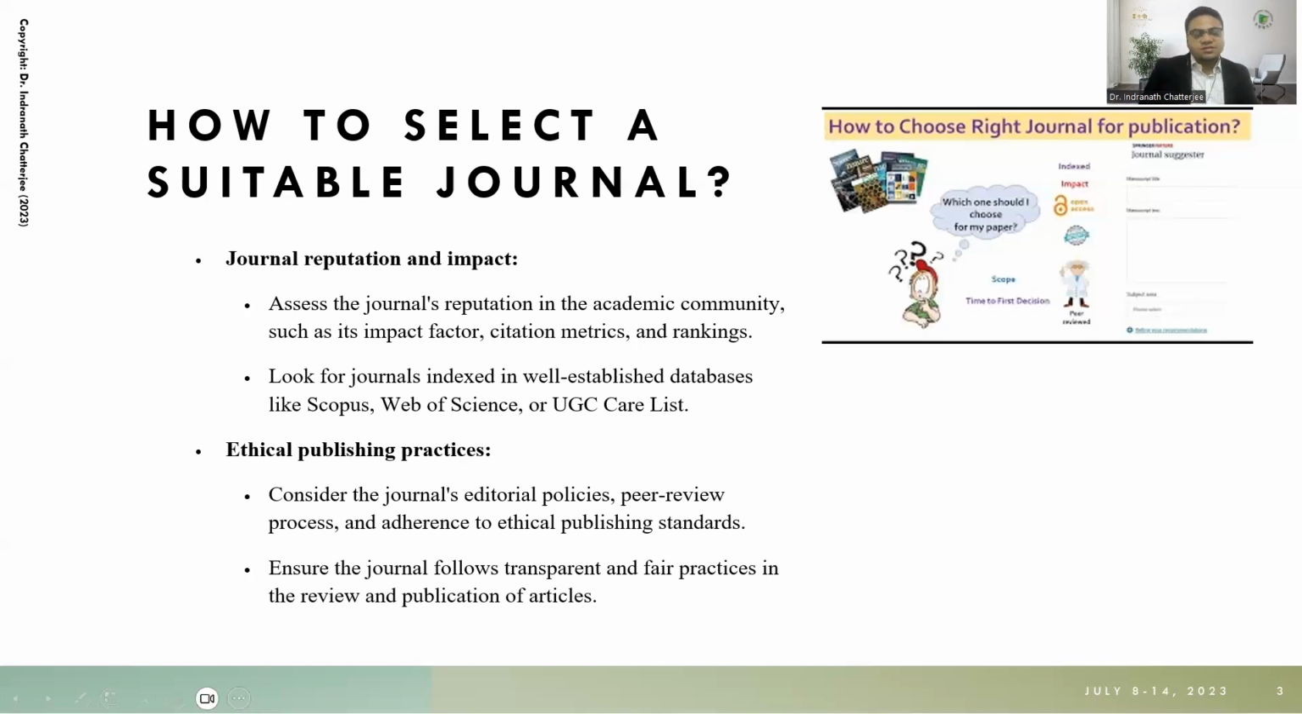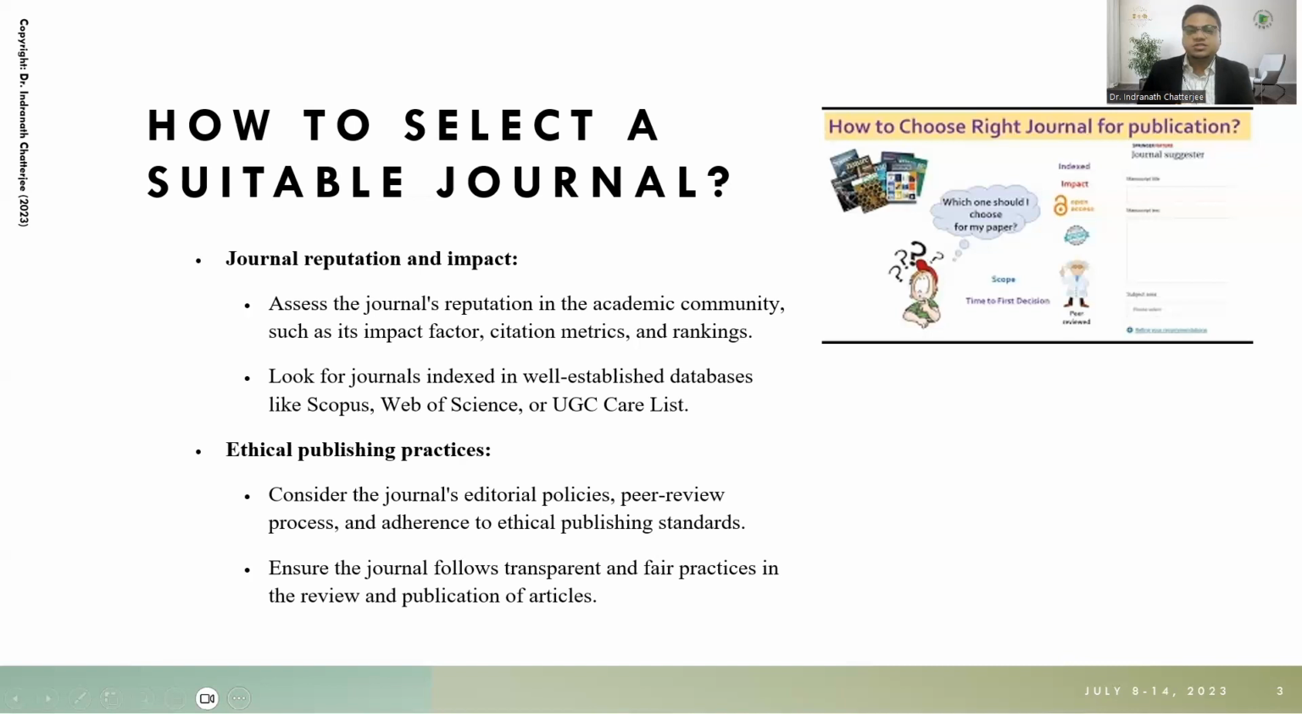The fourth thing that comes to mind is ethical publishing practice. So what is ethical publishing practice? These days, there are thousands of journals which are called predatory journals. So what are these predatory journals? Predatory journals are journals which publish on a pay basis. I'm not talking about the APC. APC is a different thing.